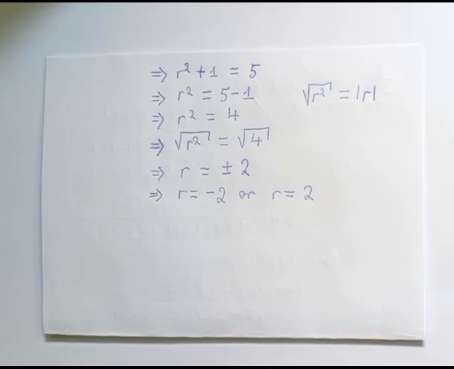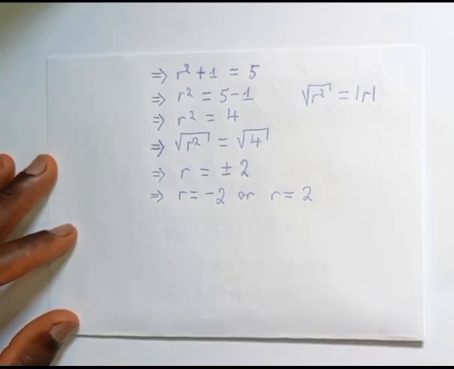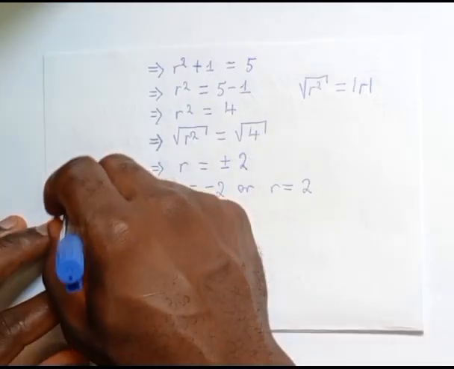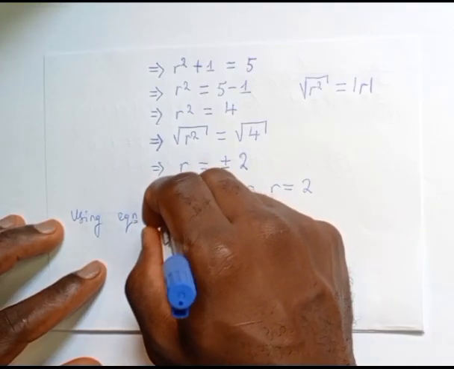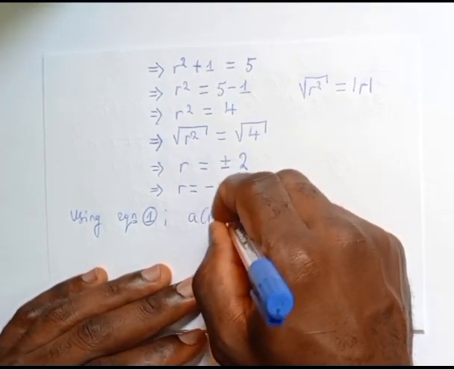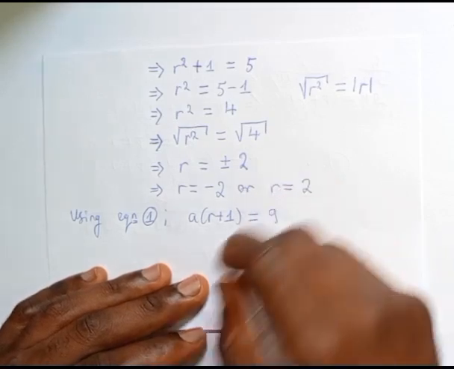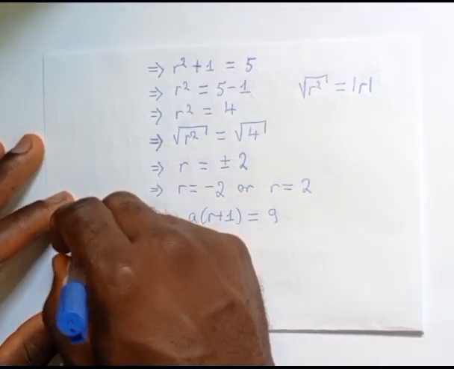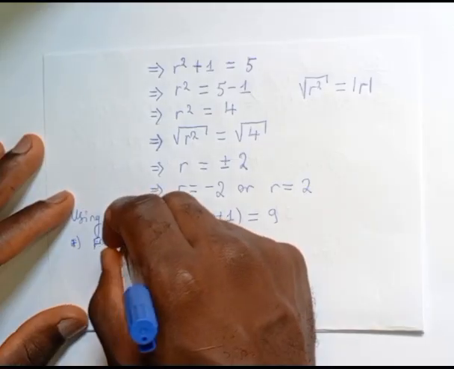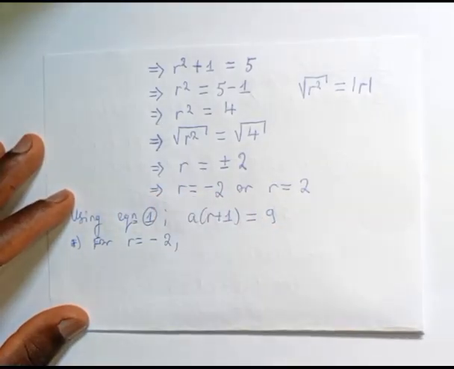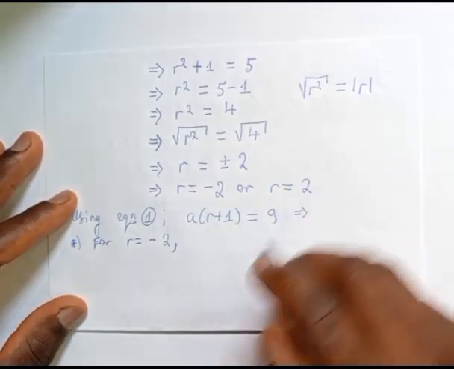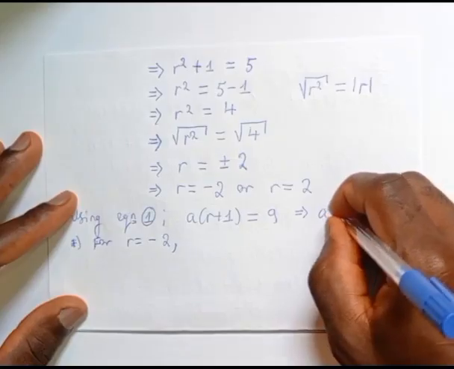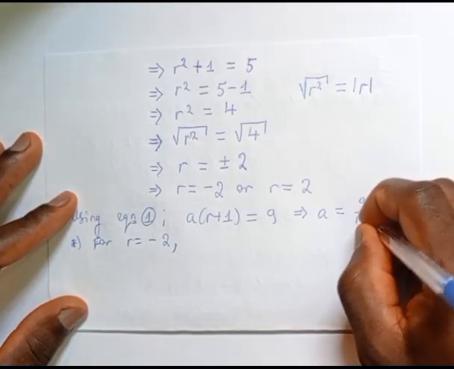Now, knowing the values of R, let's find the values of A, the first term. If you make use of the first equation, equation 1, which is A times R plus 1 is equal to 9. If we make A the subject of the formula, that means we are simply going to divide all through by R plus 1, and our A will be equal to 9 all over R plus 1.